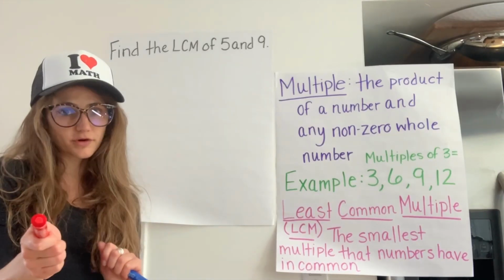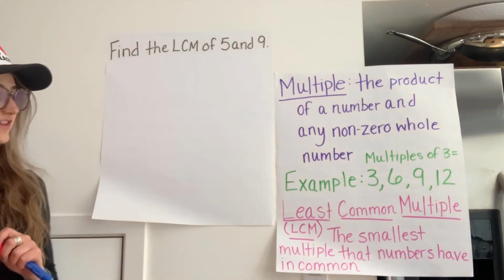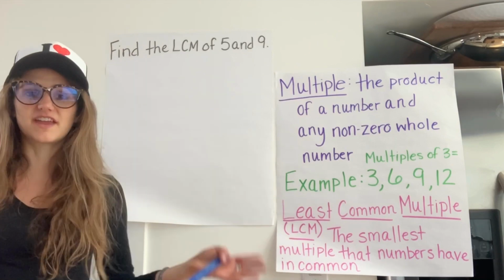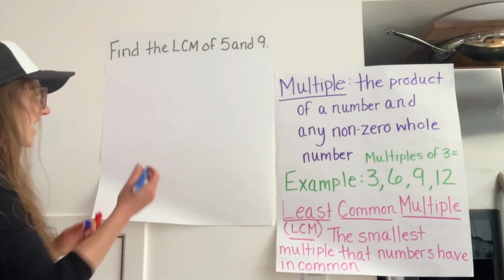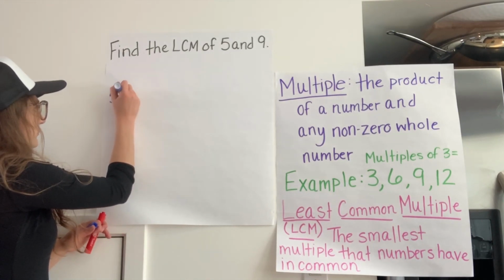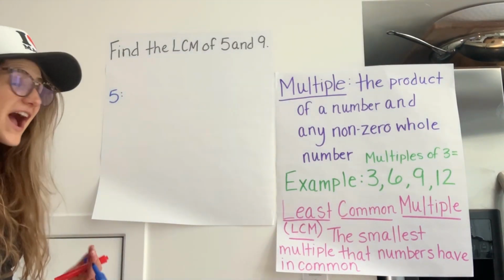All right, we have one more example problem to do together. Make sure you're doing it with me. In this case, we are finding the LCM of 5 and 9. I always like to start with the smaller number. In this case, it is 5. So we'll start off by listing multiples of 5. And I always like to start by listing the first 5 multiples.